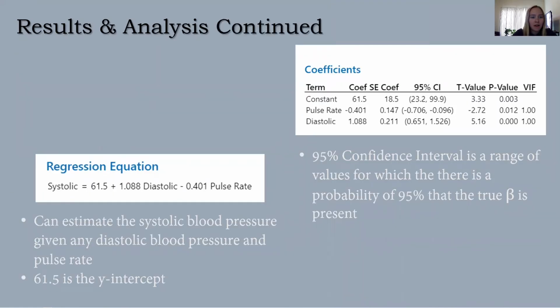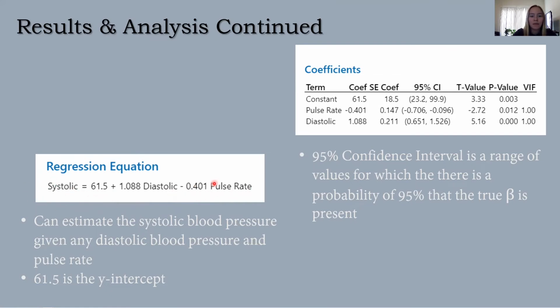So let's analyze the other outputs, the numerical outputs that Minitab creates. So this is our regression equation. And you can see that 61.5 is our y-intercept. And then we can go ahead and estimate what our systolic blood pressure is going to be with any input of diastolic blood pressure or pulse rate. So this is really the equation you would use to predict the outcome of systolic blood pressure using either one of these.